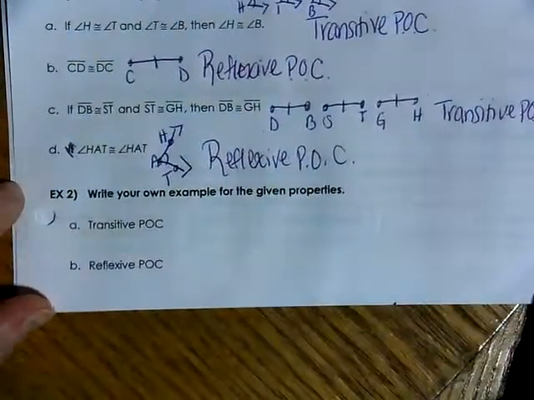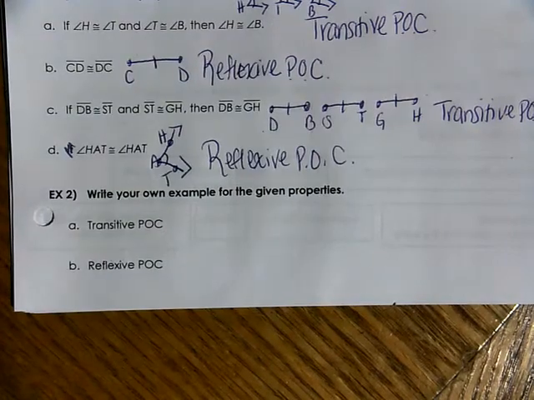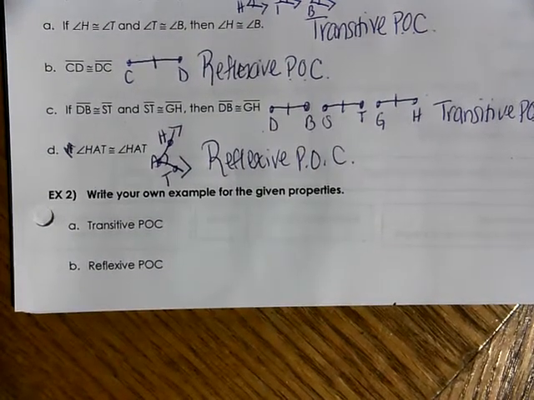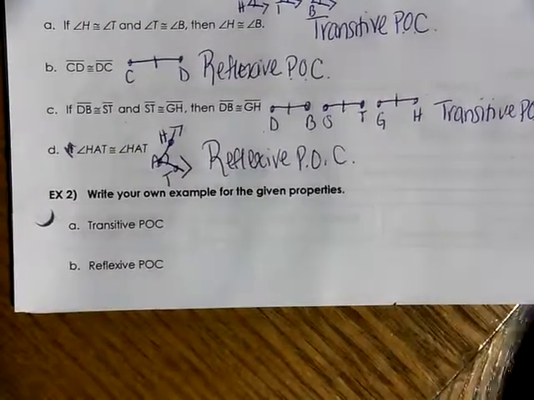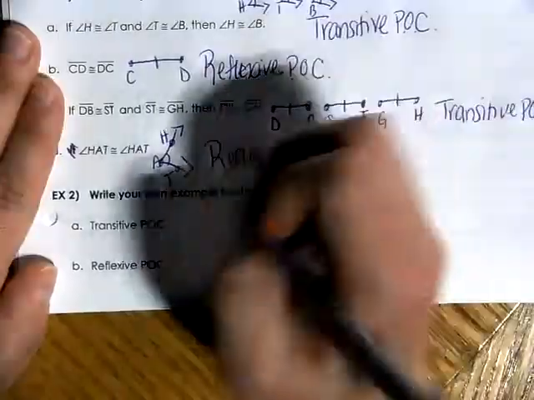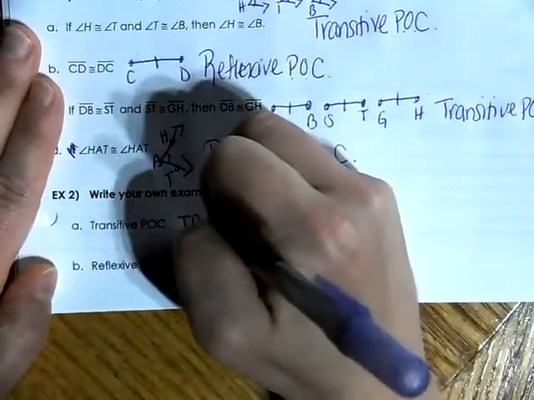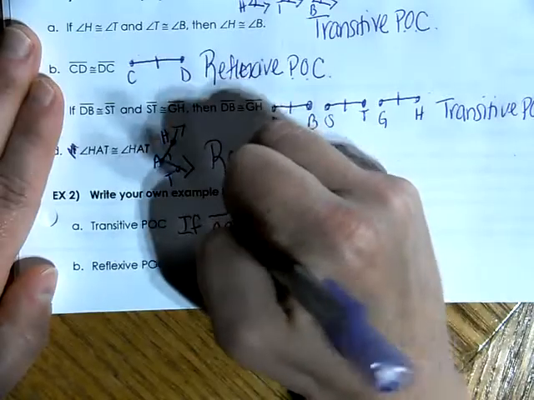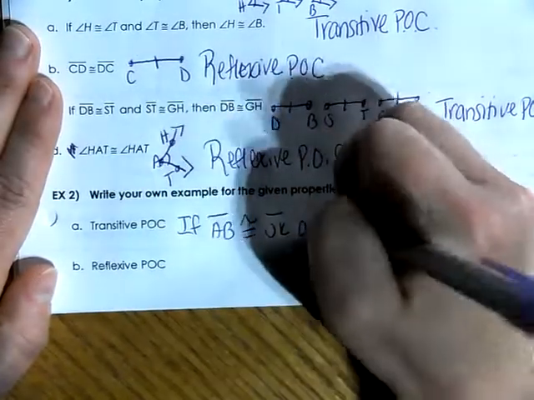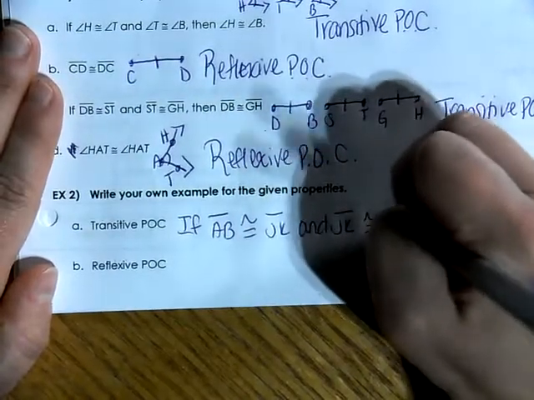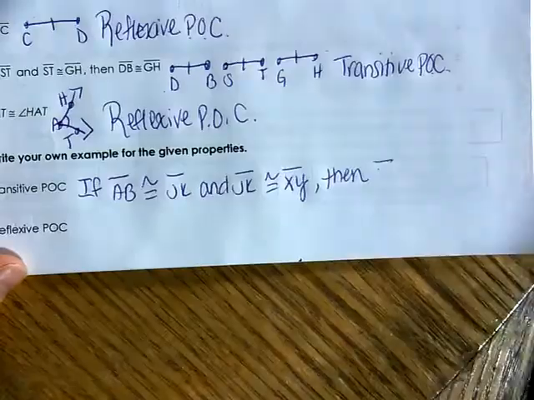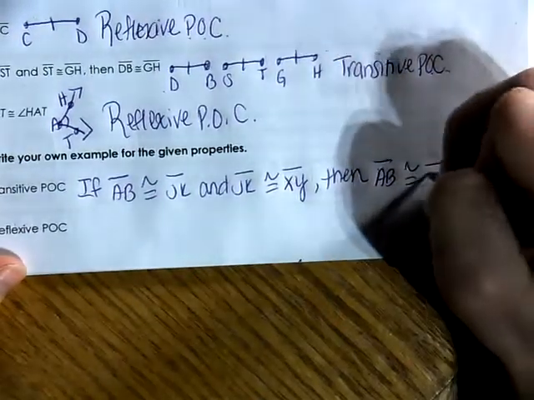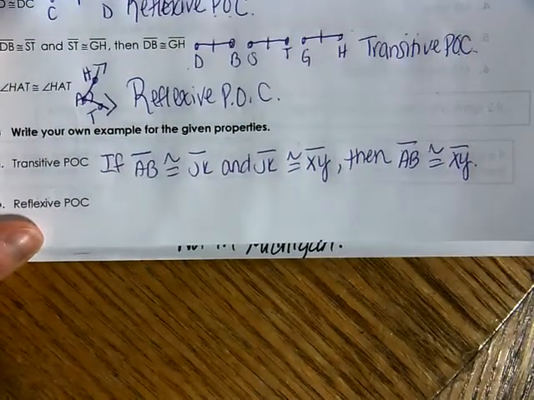For example number 2, it says, write your own examples of the given properties. So this is where you get to pick. I'm going to write down my example, but I'm going to encourage you to come up with your own example. You can either work with segments or you can work with angle measures. It's up to you. I'm going to personally choose: if segment AB is congruent to segment JK and segment JK is congruent to segment XY, then my connector piece is JK, and I'm going to eliminate it, leaving me with segment AB is congruent to segment XY. There's my transitive property of congruence.